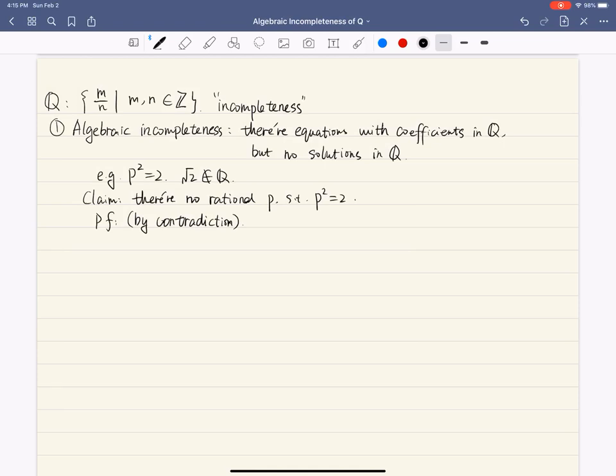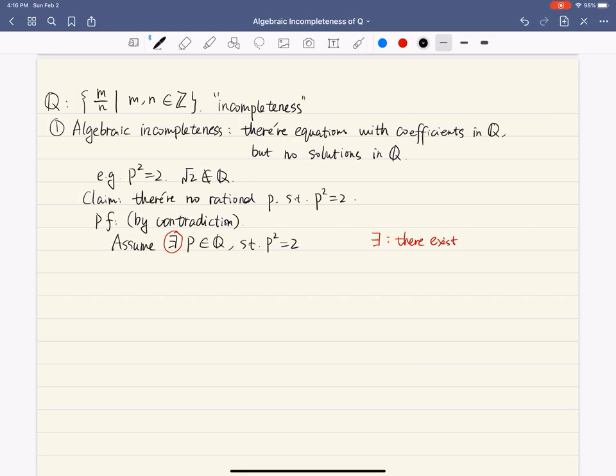Okay, so we're gonna assume there exists a rational p such that p squared equals 2. Okay, so this symbol is a reversed e, and it means that there exists. Okay, so what do we do next?